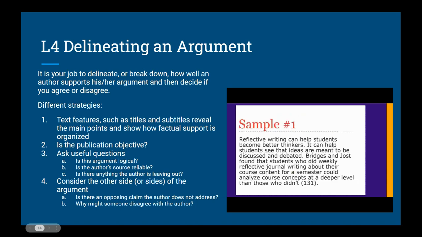Here's a sample paragraph. In this case, the first sentence, "Reflective writing can help students become better thinkers," is the topic sentence and states the claim or main argument for the paragraph. The next sentence expands a little on the argument, and the last sentence provides support by citing a research study. If you can see that the writer is using topic sentences, you can get the main arguments by reading the first sentence of each paragraph.